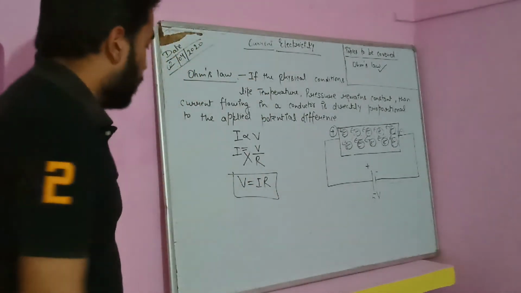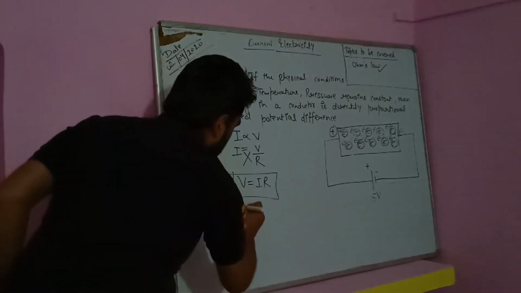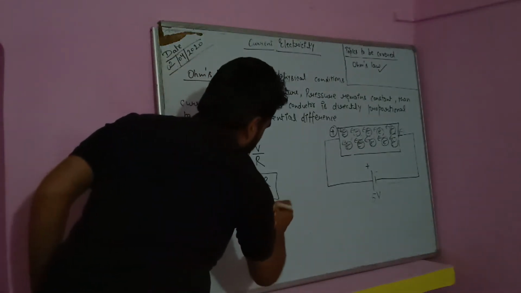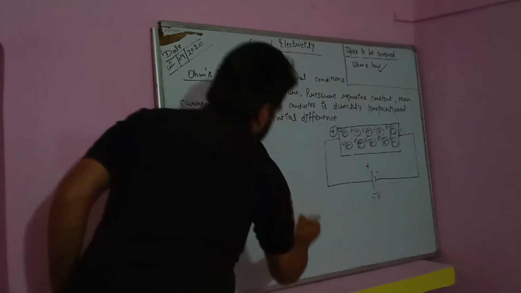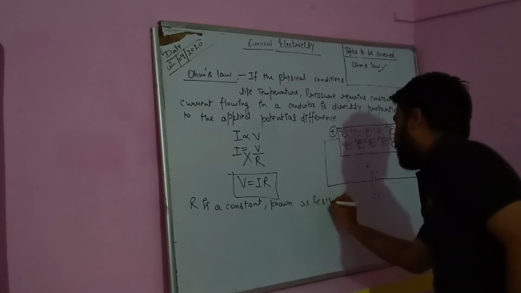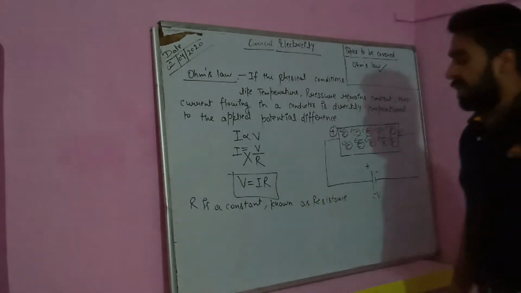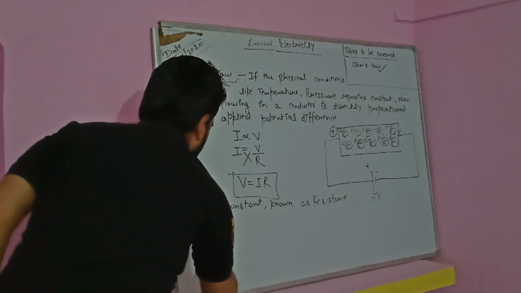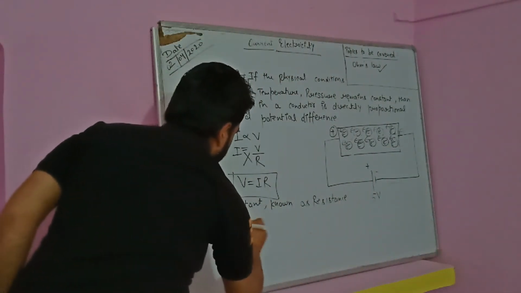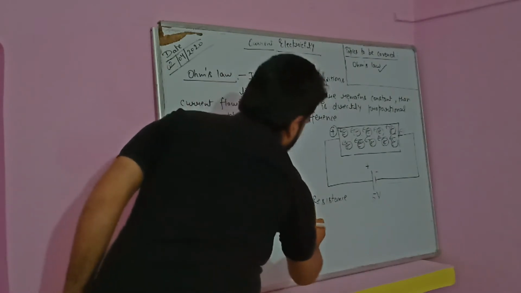What is this R? So R is a constant, known as resistance. So students, this you have to remember. The new constant name is resistance and its SI unit is ohm.